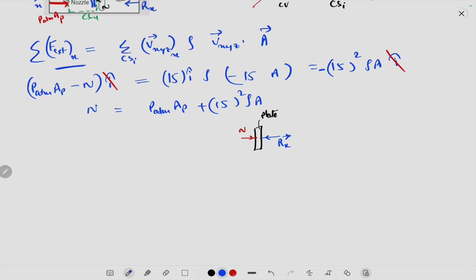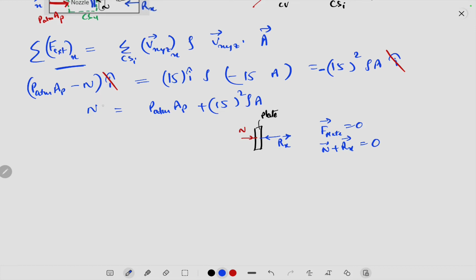So what will be this now? The total force acting on the plate should be 0. This implies N vector plus Rx vector should be 0. Correct?